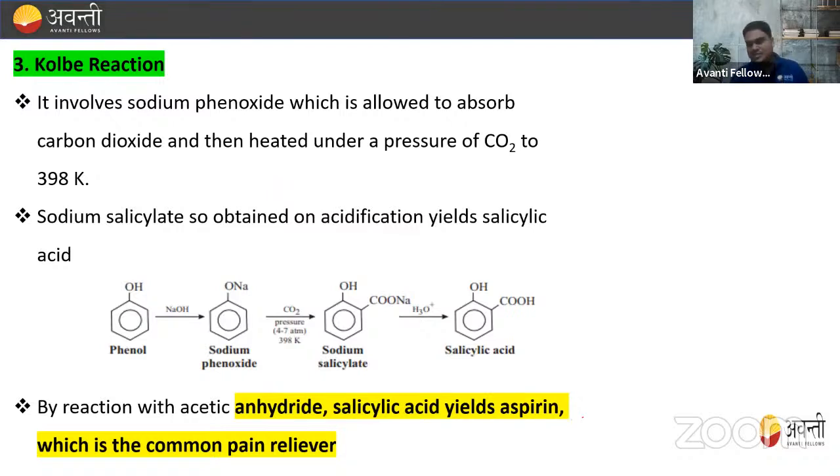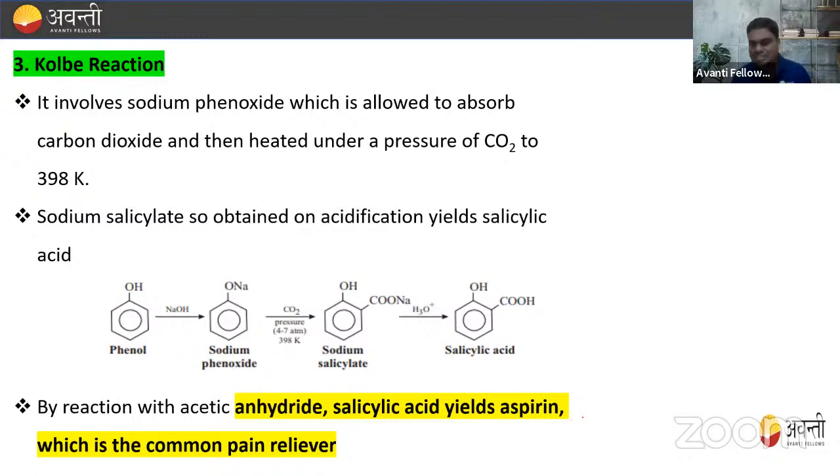That is Kolbe reaction, right? This is also a very, very important reaction, right? So, what is this Kolbe reaction? Yes, someone text me. Yes, समझ आ गया सब. Good. So, Kolbe reaction. Basically, it involves sodium phenoxide, which is allowed to absorb carbon dioxide and then heated under a pressure of CO2 to 398 Kelvin.